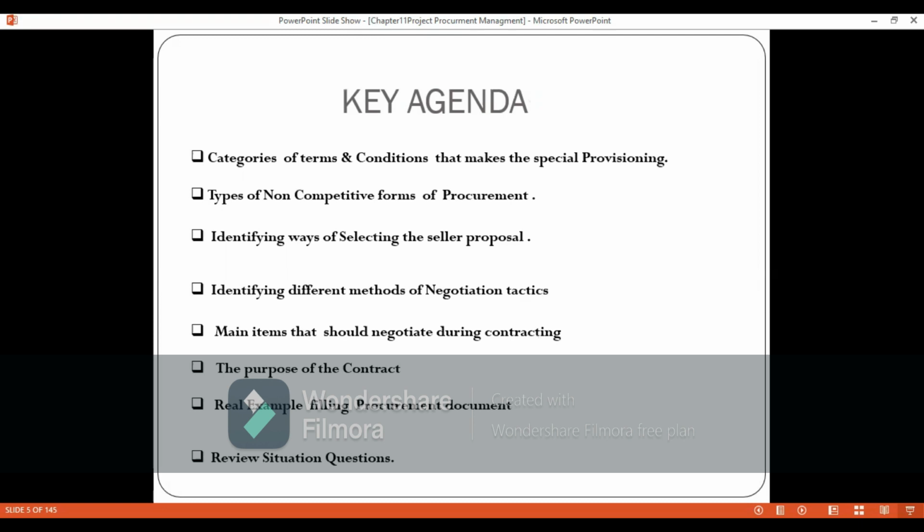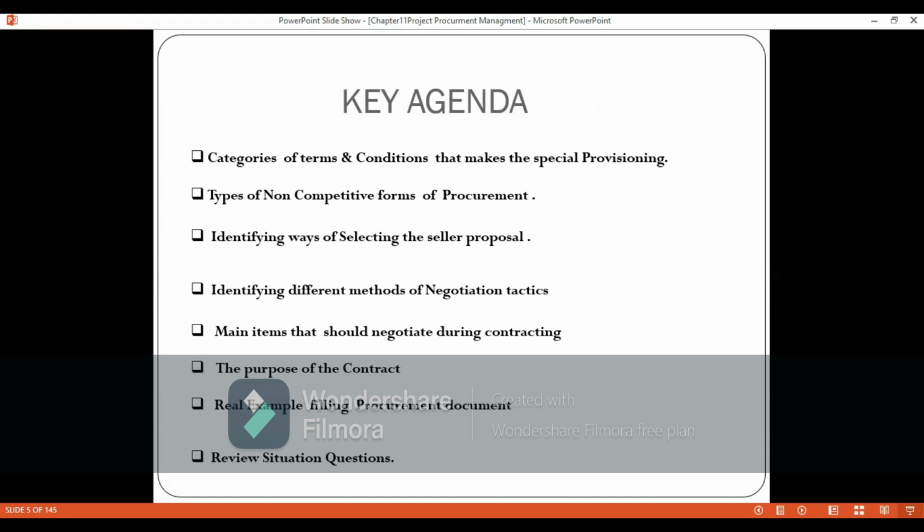Types of non-competitive forms of procurement, ways of how to select the seller proposal, how to perform a selection, project selection sources for the seller, how to perform a weighted score, identifying the different methods of negotiation tactics, the main items that should be negotiated during a contract, or what we call the contract provisions, the purpose of the contract, and how to take an as well.